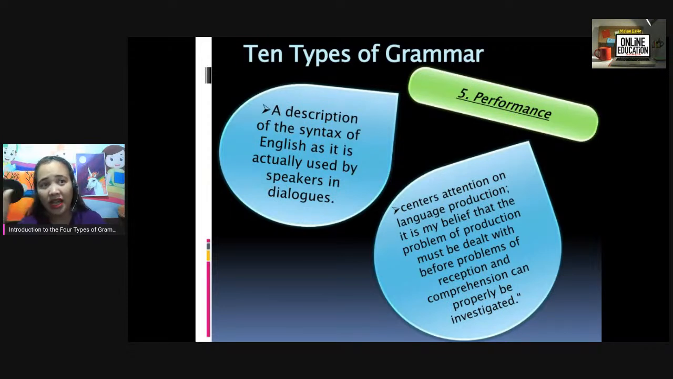6 to 10 will be discussed on the next video with the functional and pedagogic grammar. So performance, a description of the syntax of English as it is actually used by speakers in dialogues. Yes, performance. And then it centers attention on language production. It is my belief that the problem of production must be dealt with before problems of reception and comprehension can properly be investigated.